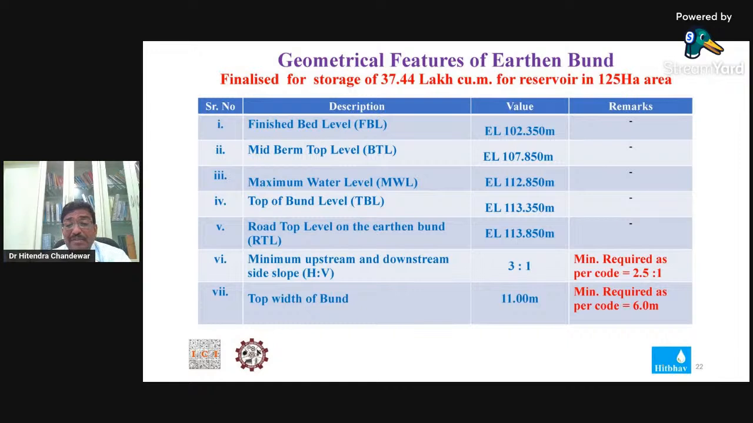Top width of the berm we have kept 11 meter, because this is for the higher side. We have kept it because some of our utility was going on the berm, and they required a minimum of two lane roads, and the client was in need of two lane roads on this reservoir. So the minimum required width as per code is 6 meter. We are going with 11 meter.